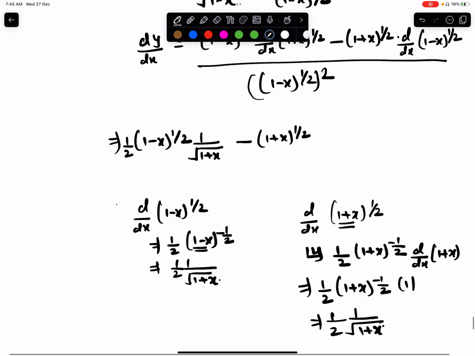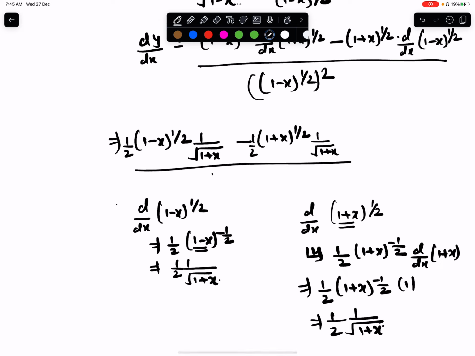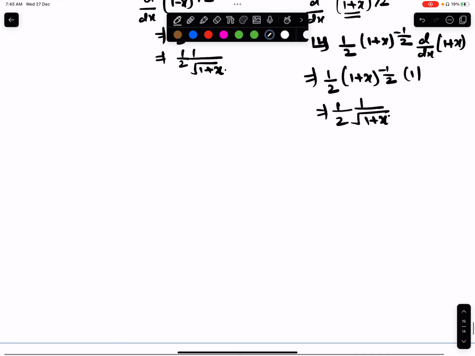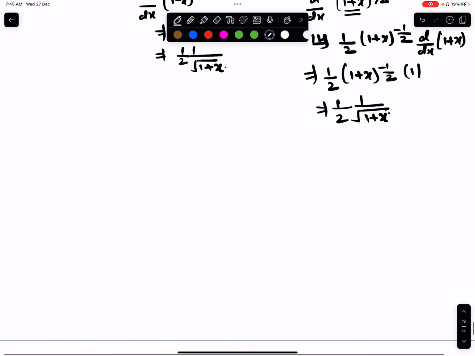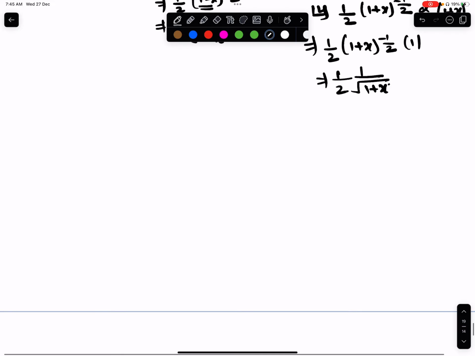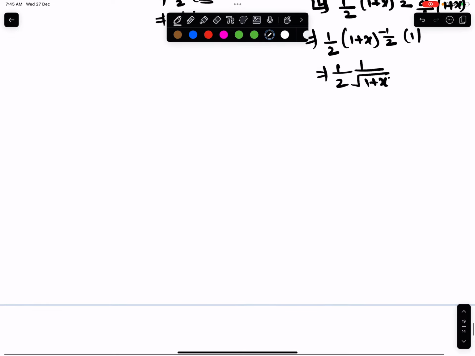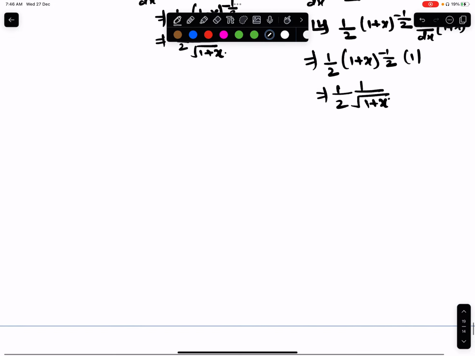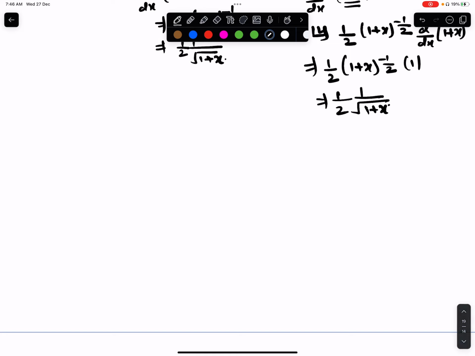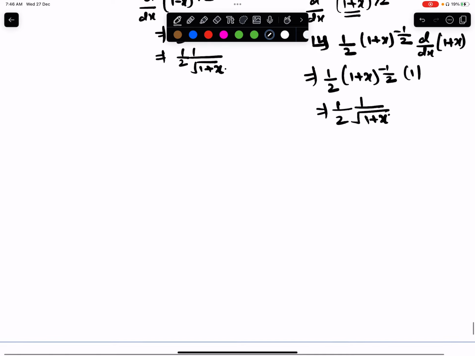So this is our differentiation, that is 1 by 2, 1 by root (1 + x), divided by (1 − x). How (1 − x)? The powers will cancel out each other, so we will get (1 − x). So now we have (1 − x) raised to the power 1 by 2 and (1 + x) raised to the power 1 by 2. Let's solve this. This will be our y.